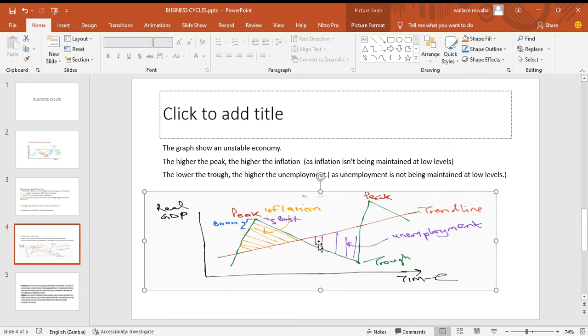So whenever you see a business cycle and you see a very high peak, the shaded region under represents inflation. As you can see, it's like the economy is overheating. We have a boom, as you can see here. The boom just means that the GDP is expanding, is increasing at a high rate. And then after the peak, we have a burst, which signals that the GDP is beginning to decline.